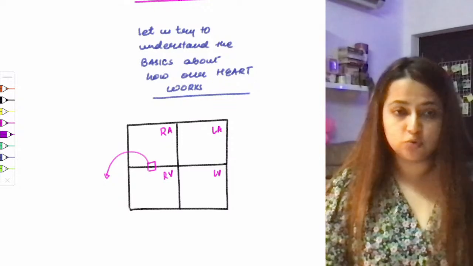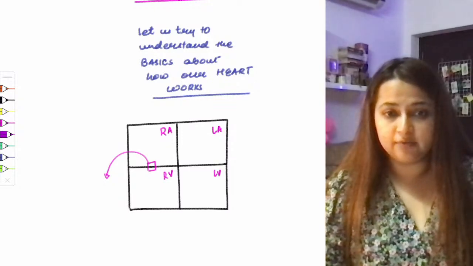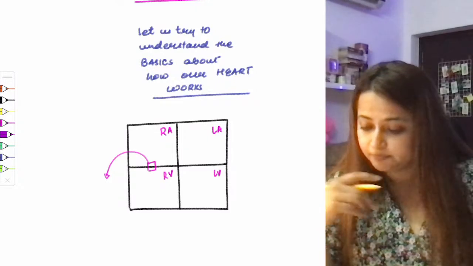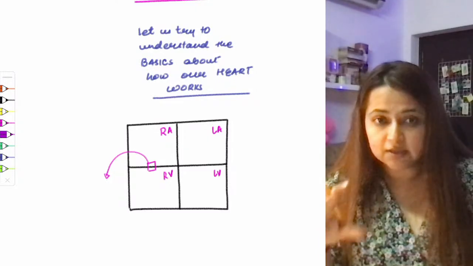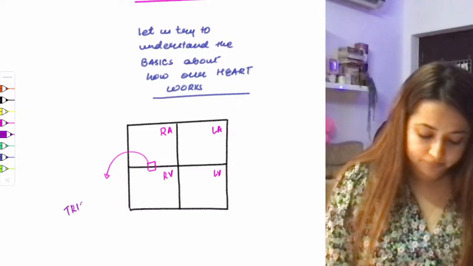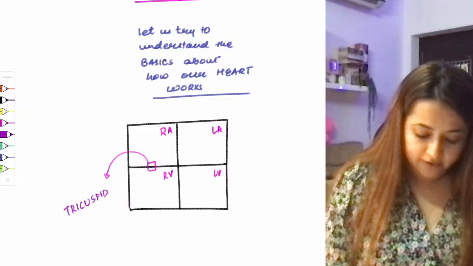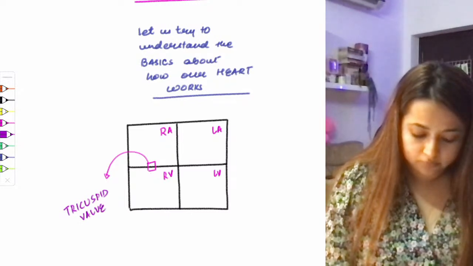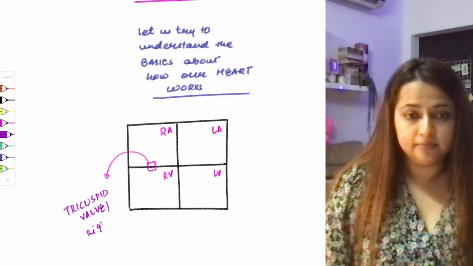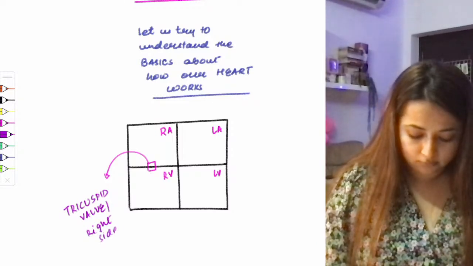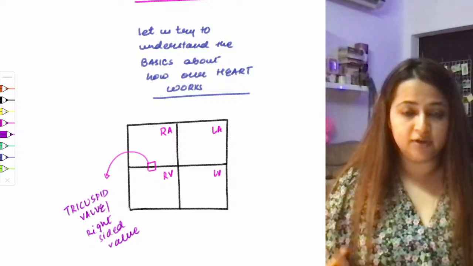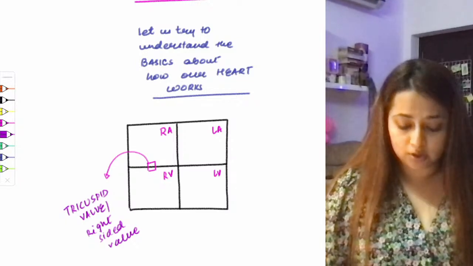Yes, who can answer this? Which valve is present between the right atrium and right ventricle, and hence known as the right-sided valve? Exactly. So we have a valve known as the tricuspid valve. Okay, and the tricuspid valve is known as the right-sided valve, as it is present on the right side between the right atrium and the right ventricle.